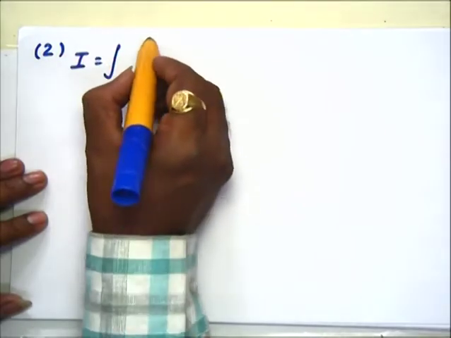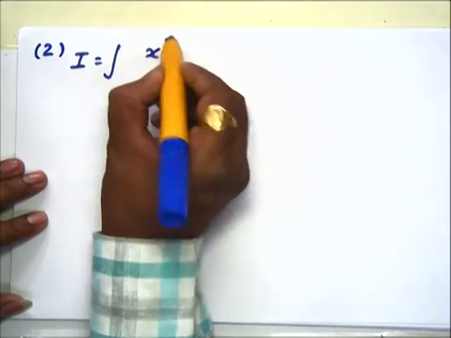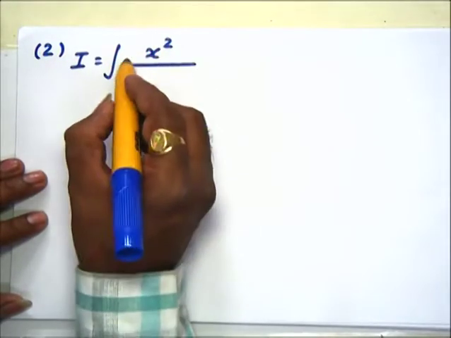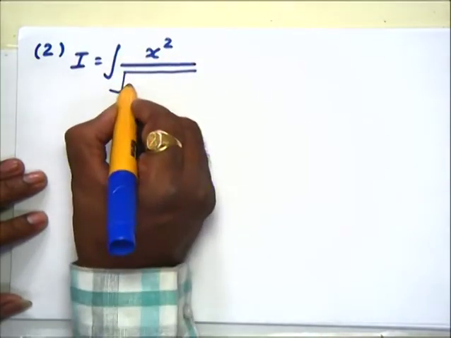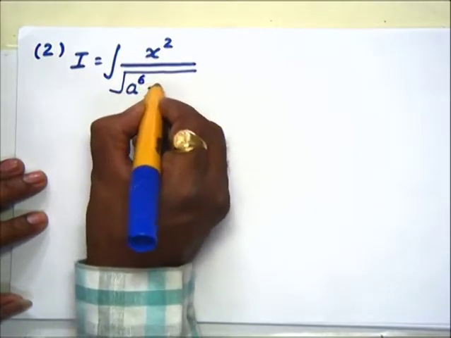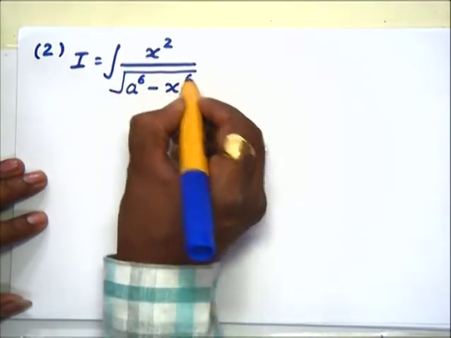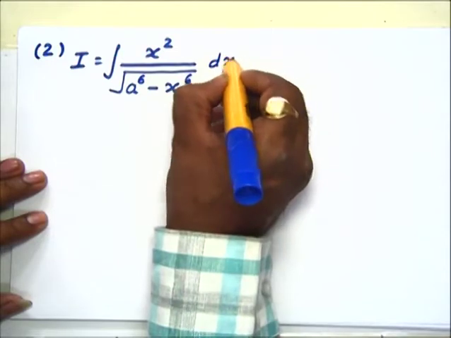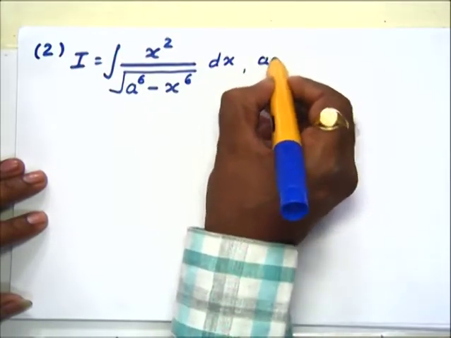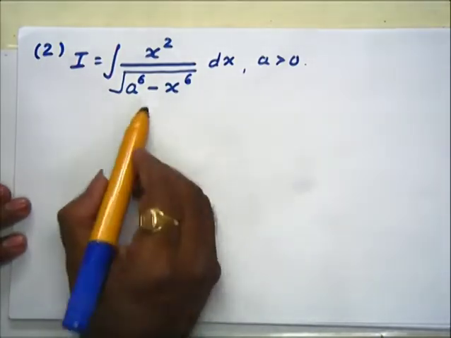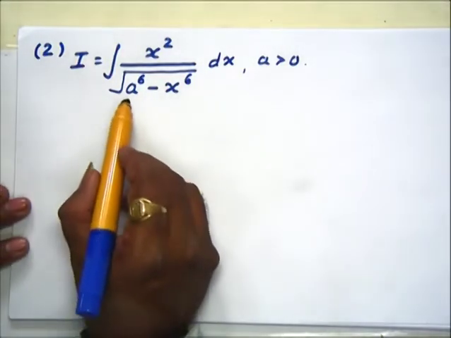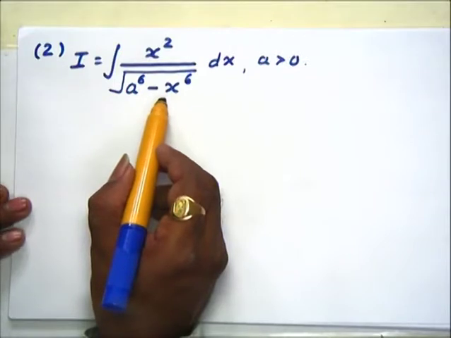Integration of x square upon square root of a raised to 6 minus x raised to 6 dx, where a is greater than 0. Now we want to find this integration, so we have to take proper substitution.